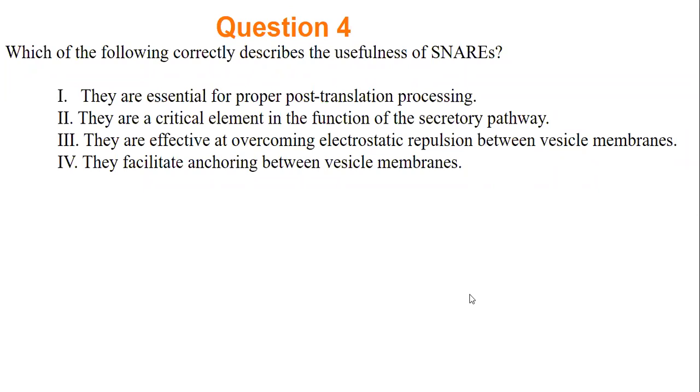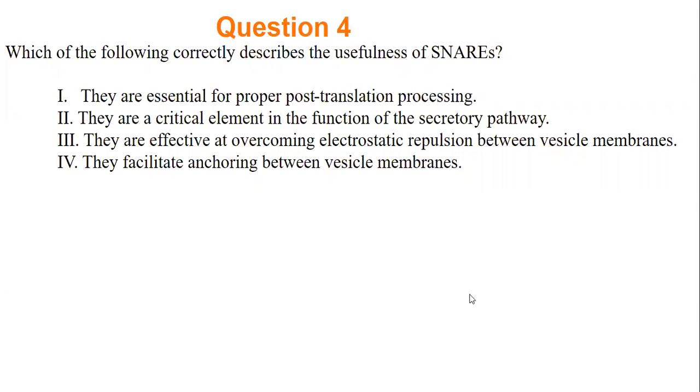So the correct answers here are 3 and 4, right? So snares don't do post-translational processing. Post-translational processing is done in the ER and the Golgi for these proteins. Snares have nothing to do with that. All snares do is bring vesicle and plasma membrane together.